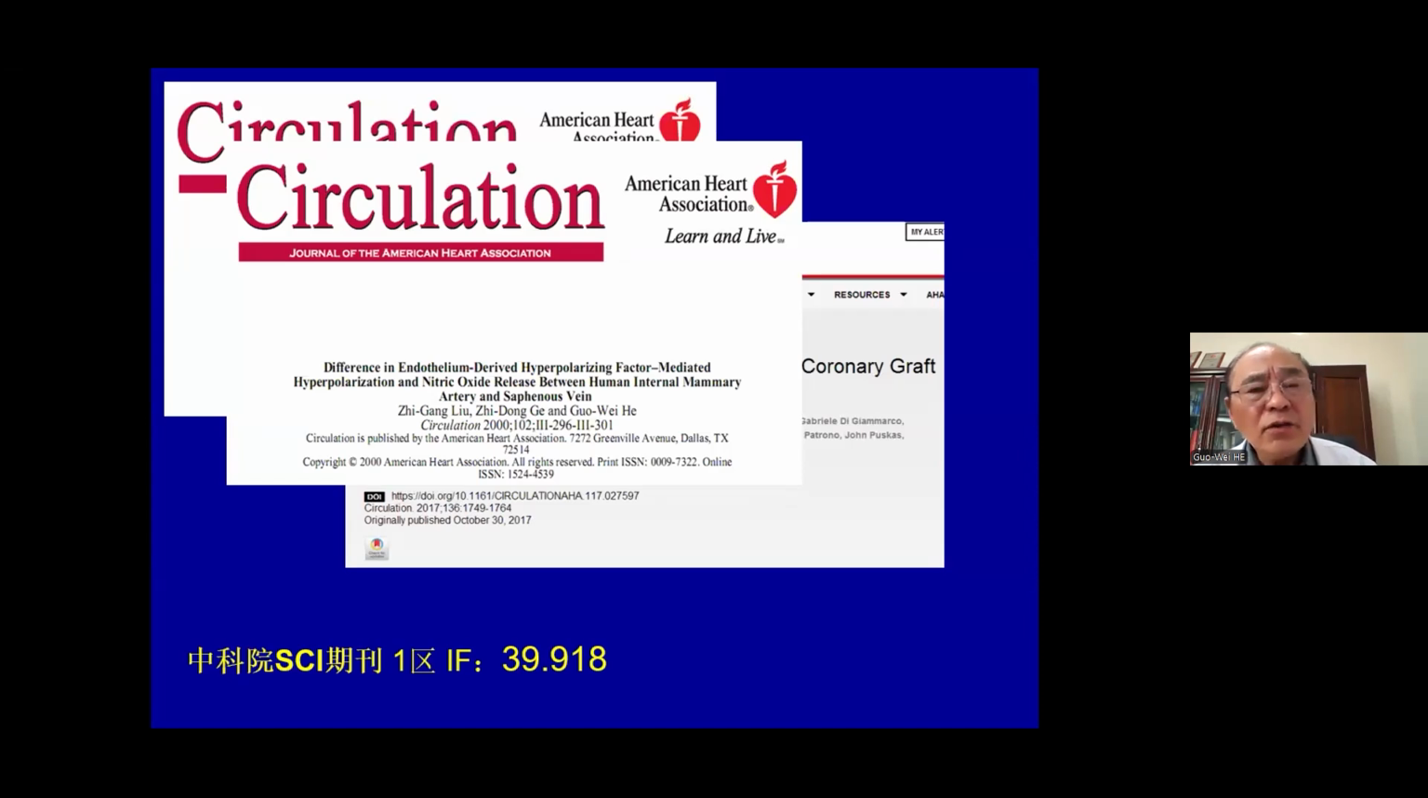Now, we continuously publish papers in Circulation and other surgery-related journals to look at the methods and details of on-pump and off-pump surgery. Here are some examples of antispastic methods we used for CABG, usually on-pump surgery, but they can also be used for off-pump surgery.